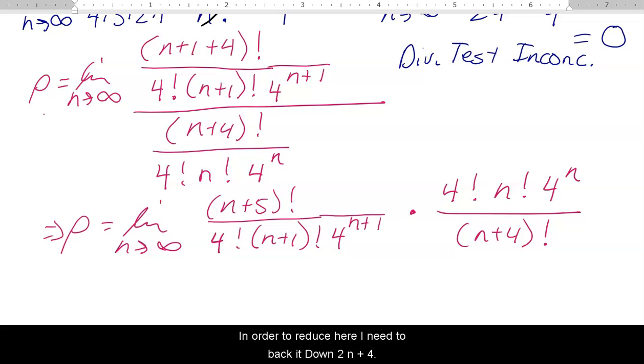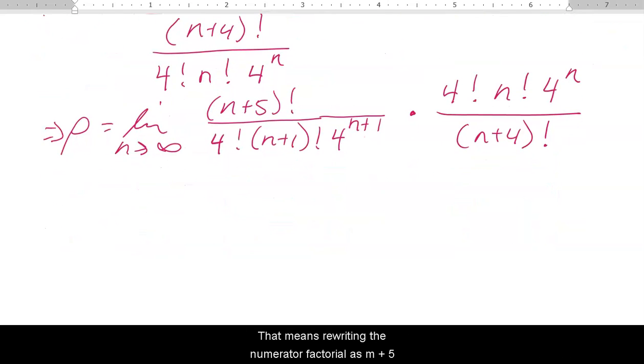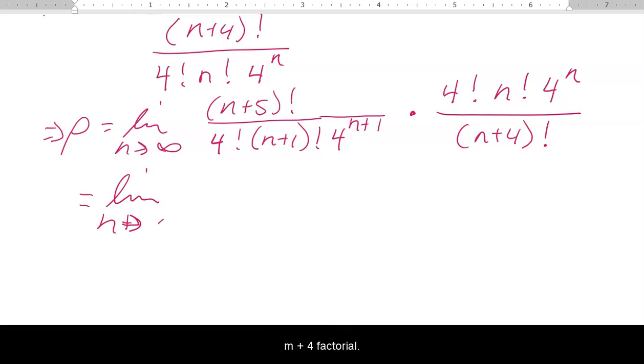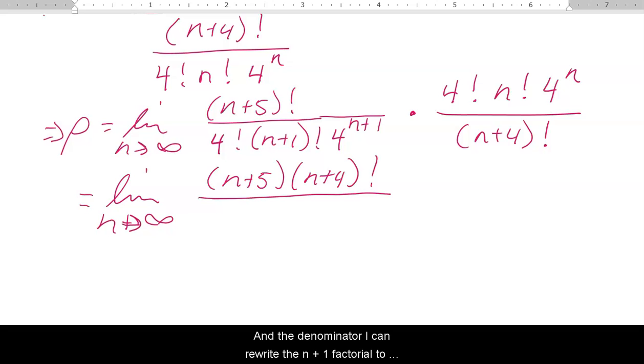In order to reduce here, I need to back it down to n plus 4. That means rewriting the numerator factorial as n plus 5 times n plus 4 factorial. In the denominator, I can rewrite the n plus 1 factorial to cancel with this n factorial by rewriting that as n plus 1 times n factorial. The 4 factorials will already cancel from this step here, and I can leave those out.